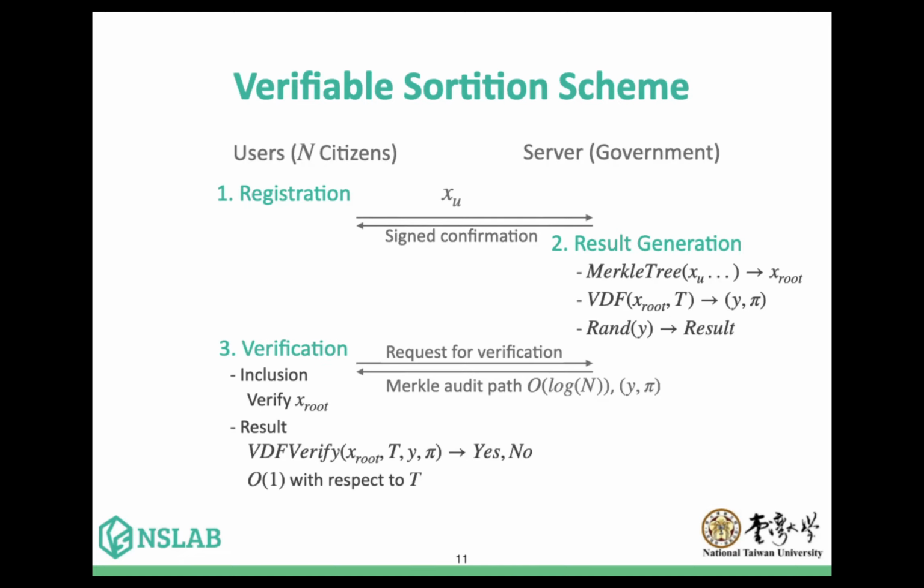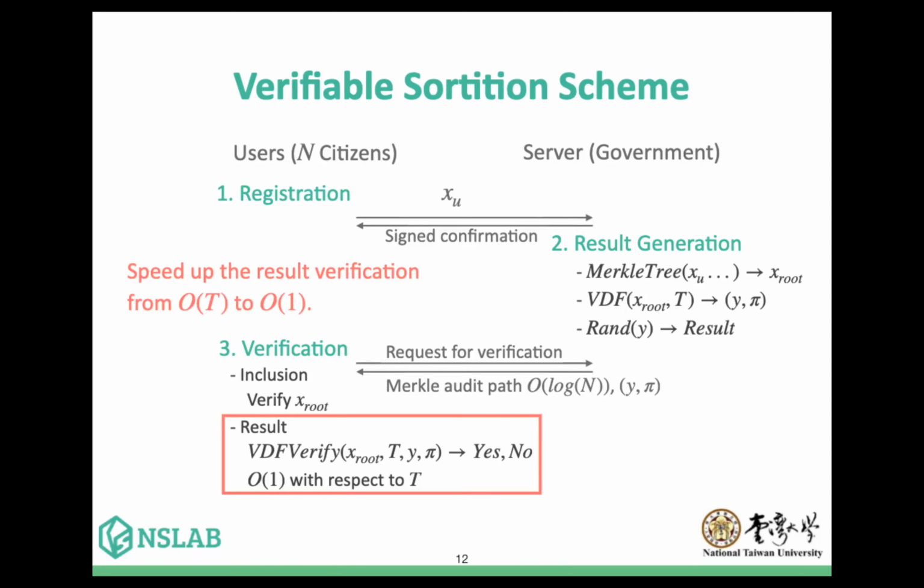In the last phase, users can request for verification, and the verification includes two things. First, whether their own submission is correctly included or not. Second, whether the randomness is fair and just. And it's worth mentioning that with verifiable delay functions, users do not need to recompute the costly delay function for several days to verify its correctness. That is to say, users can verify the delay function in constant time.